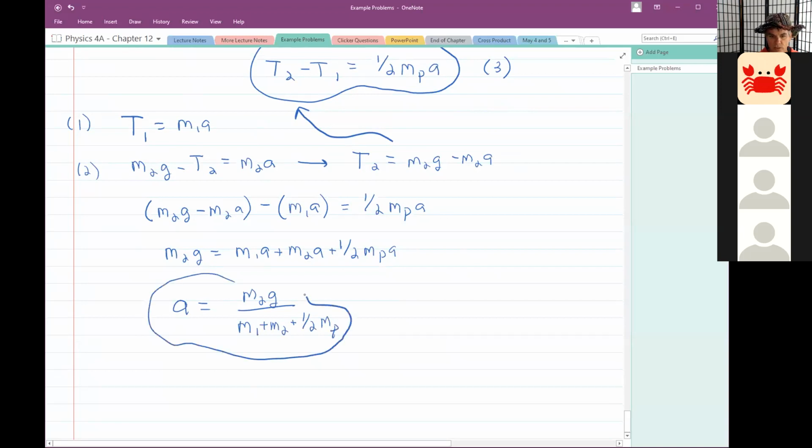This is the final answer if I have 2 objects connected together. One of them is on a horizontal frictionless surface, the other one is hanging down, but the mass of the pulley is not 0. Notice though, anytime I get an equation where I'm using the mass of the pulley because it's not 0, if I plug in that the mass is 0, I have to get the original equation that I got way back when we were ignoring the mass of the pulley. So if I put in MP equals 0, what I get is acceleration equals M2G over M1 plus M2, which is just what we had before.